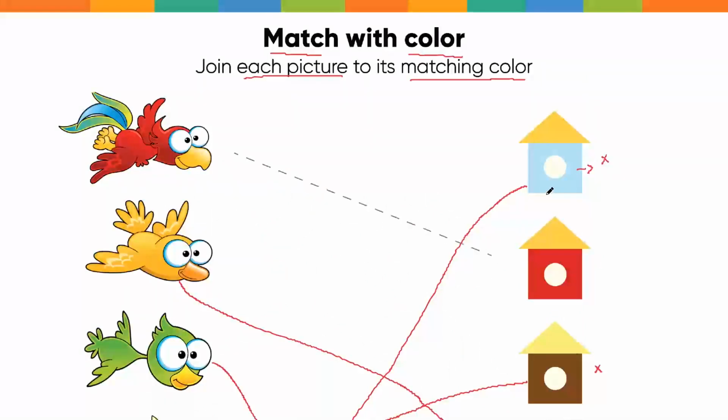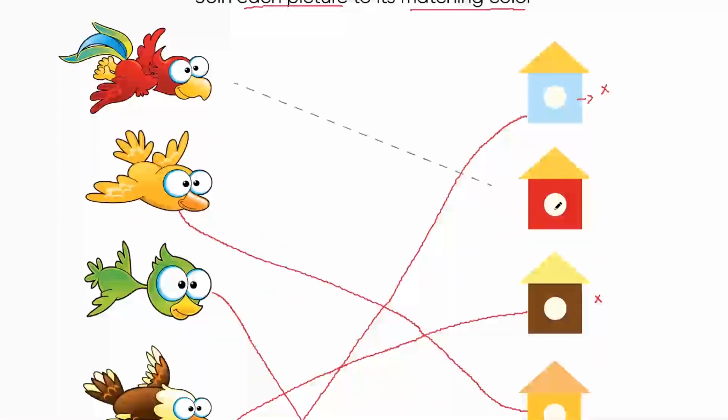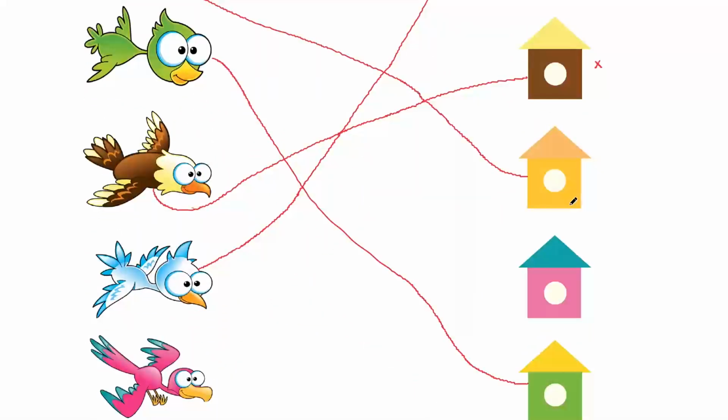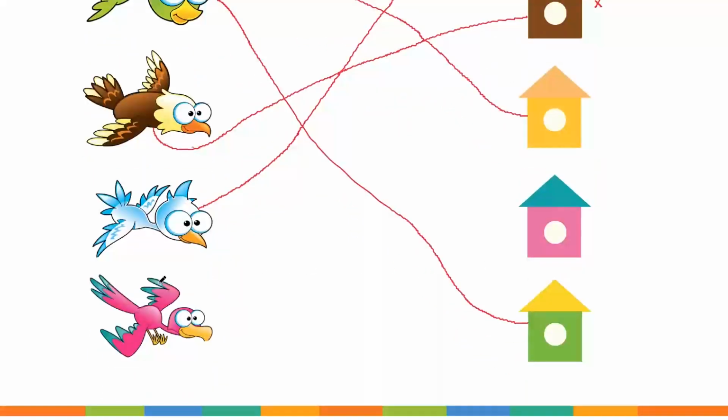Is this a pink nest? No. Is this a pink nest? No. Is this a pink nest? Again, no. Is this a pink nest? No. This is yellow in color. Is this a pink nest? Yes, this is a pink nest. That means we can combine this pink bird with this pink nest.